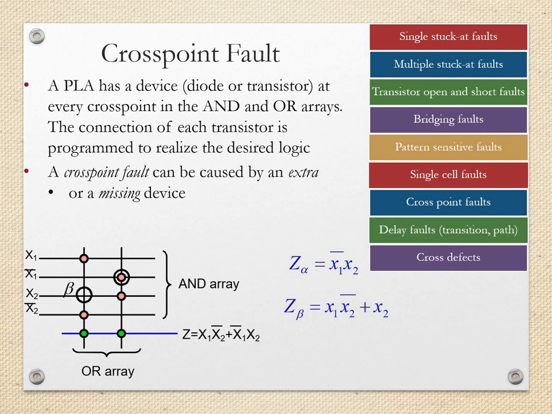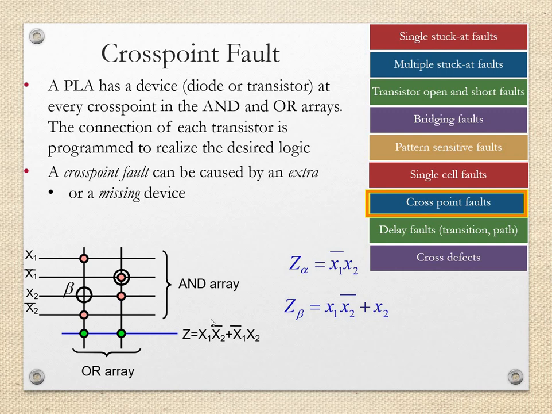The next type of fault is cross point faults. A PLA has a device, that is a diode or a transistor, at every cross point in the AND and OR array, and the connection of each transistor is programmed to realize the desired logic. The cross point fault can be caused by an extra or a missing device. So sometimes there may be some missing device, or sometimes some extra device may be there, which will result into some fault. Those are called the cross point fault.